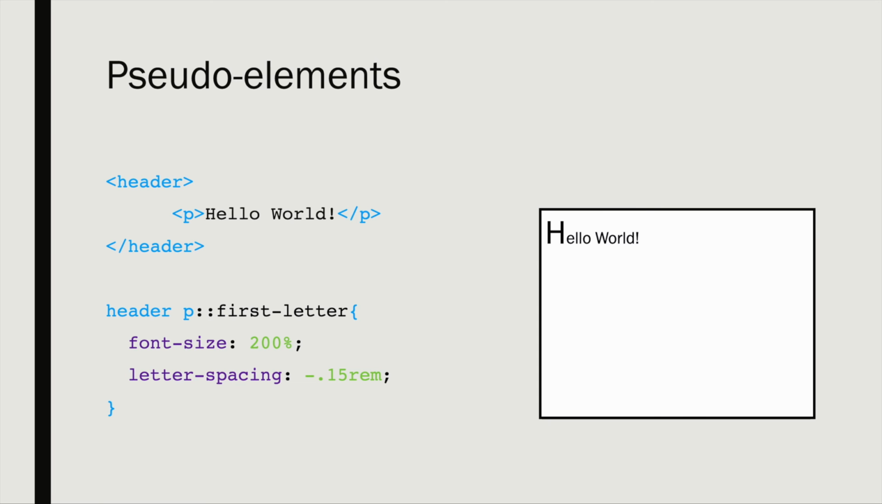Next, let's talk about pseudo-elements. These are, well, neat little trick items that can work and in most cases will work. But instead of using one colon, use two colons. This example right here allows you to select the first letter of a p tag inside the header elements. You can increase the font size to 200% and decrease the letter spacing as much as you want. This is a neat little visual effect that you can have for the different elements.